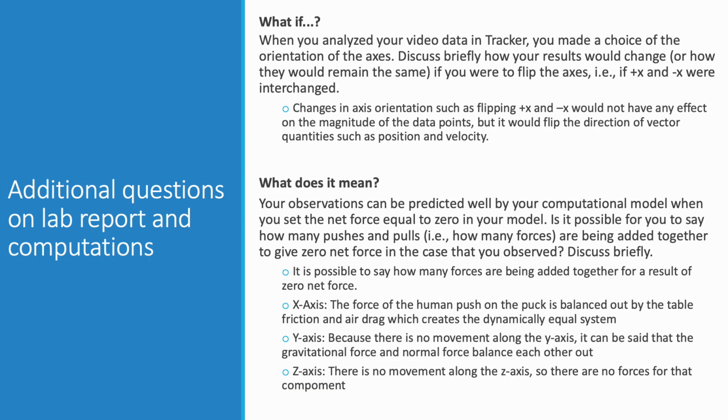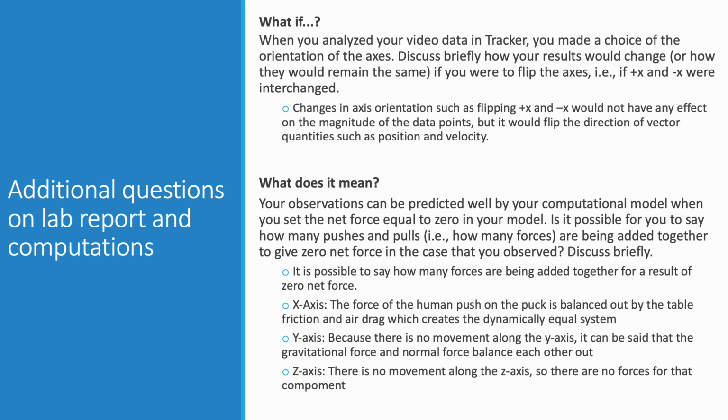So for the last two additional questions, the first one asked what if, and it asked what would happen if we flipped the axis, for example, from the positive x direction to the negative x direction. And I said that this flipping would not have any effect on the magnitude itself of the data points, but it would flip the direction of the vector quantities, since they depend on both magnitude and direction.